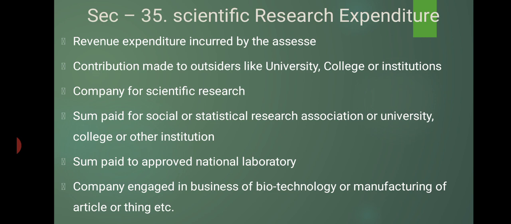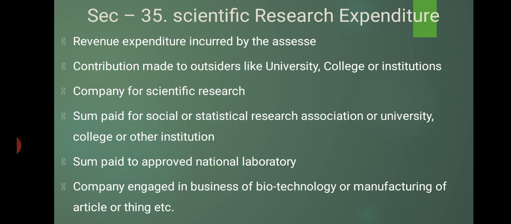The next, company for scientific research. That means any amount paid to a company to be used by it for scientific research can be claimed as a deduction, or it is an allowable deduction. The next, any sum paid to a social or statistical research association, or university, college or other institution.